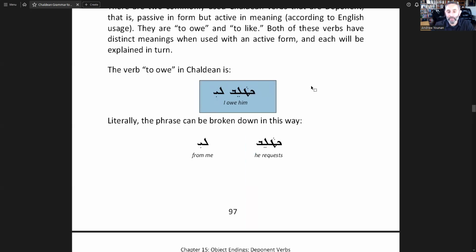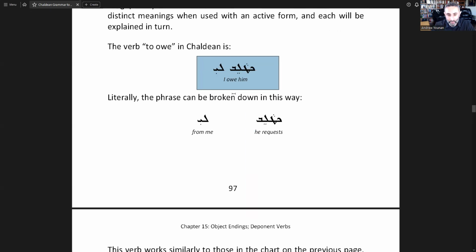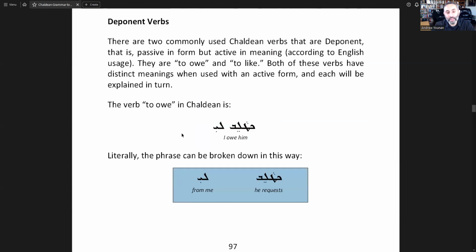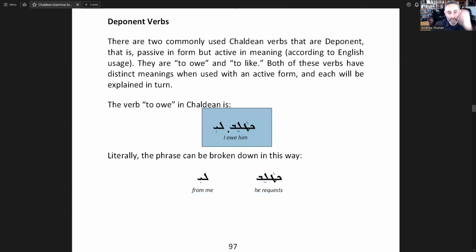So if you owe somebody money, the way to say it is he requests from me, or I owe him. Talib li. Now in English, we don't say he requests from me. We say I owe him, which means according to the English understanding of what's happening in this verb, this is a deponent verb. It's passive in form, but active in meaning. Maybe according to the original understanding of the language, it's not deponent at all, but the idiomatic translation of it makes it a kind of deponent verb.